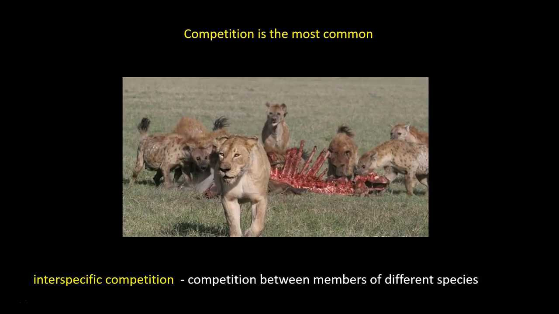The first type, interspecific competition, occurs between members of different species. For instance, in this picture, you can see a female lion competing for food with hyenas. The lion has either really had her fill, or more than likely, she's been run off by the hyenas. Note that the prefix inter means between.